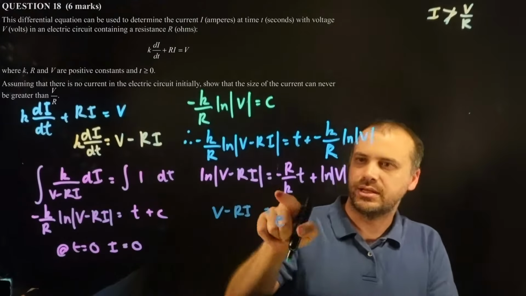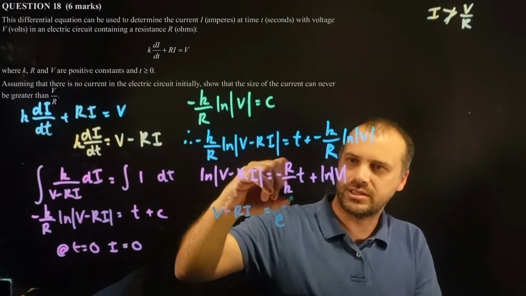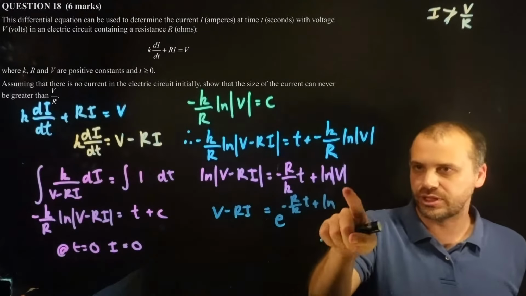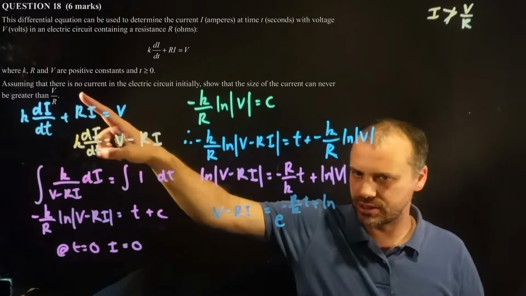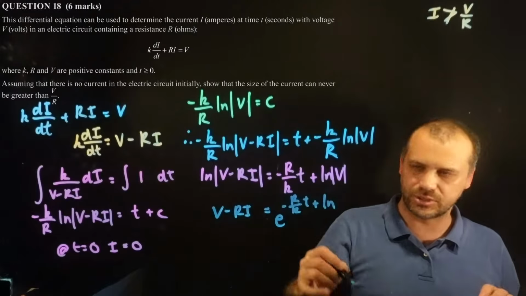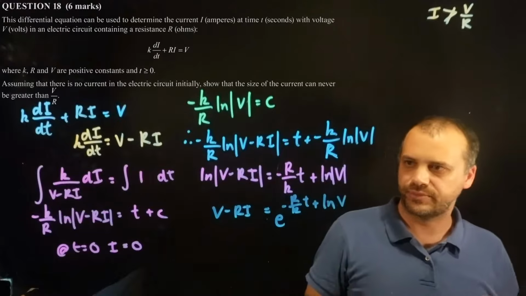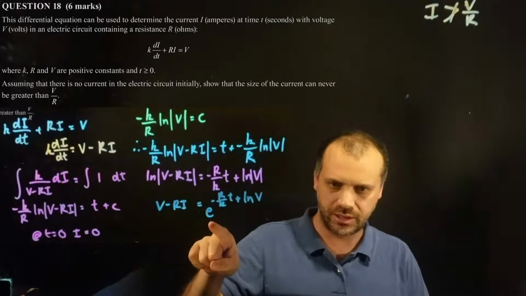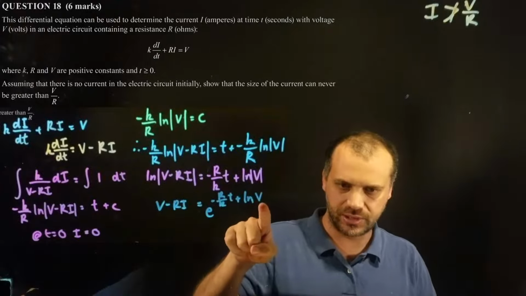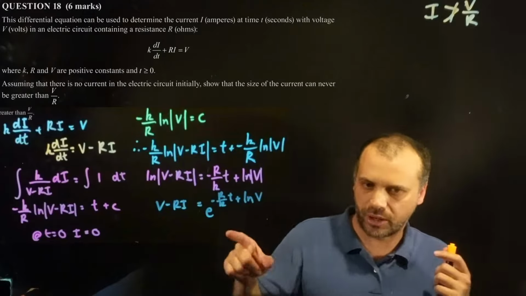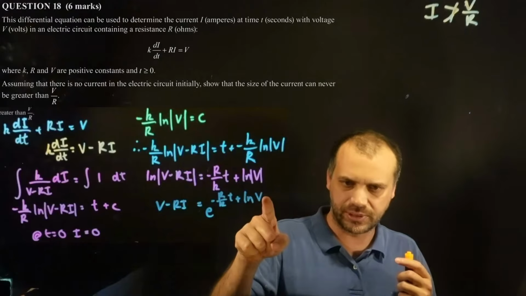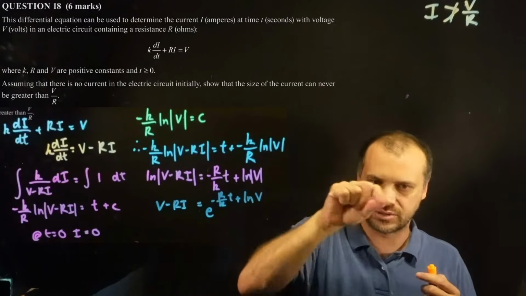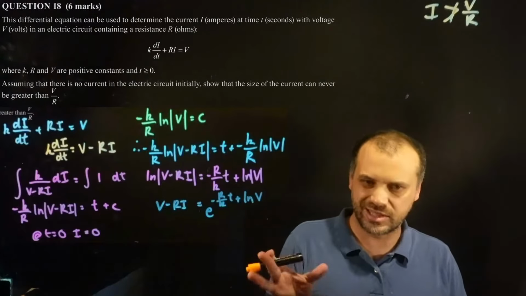equals e to all of this, e to the negative rkt plus ln v. And a little trick here: v, we were told, is always a positive constant, so we actually don't need our little absolute value here. We can just write ln v. So I've made myself a little more space here, and let's talk about what's going on. We have e to the power of something plus something. I've got no idea where I'm going, but e to the power of something plus something, I know I could rewrite as e to the power of something times e to the power of something. Okay, so that's index law stuff.